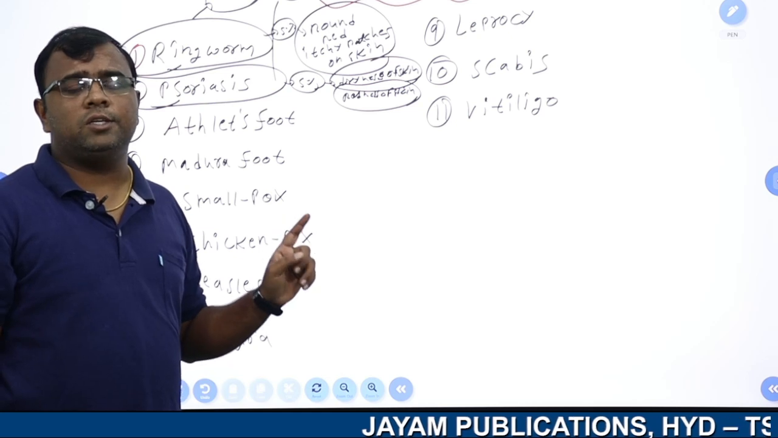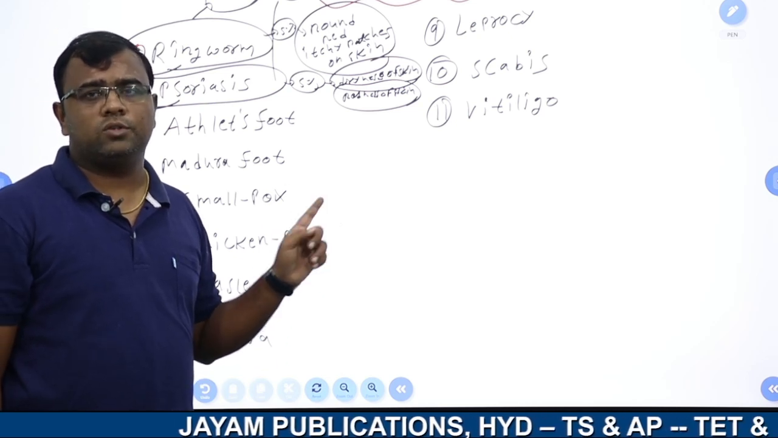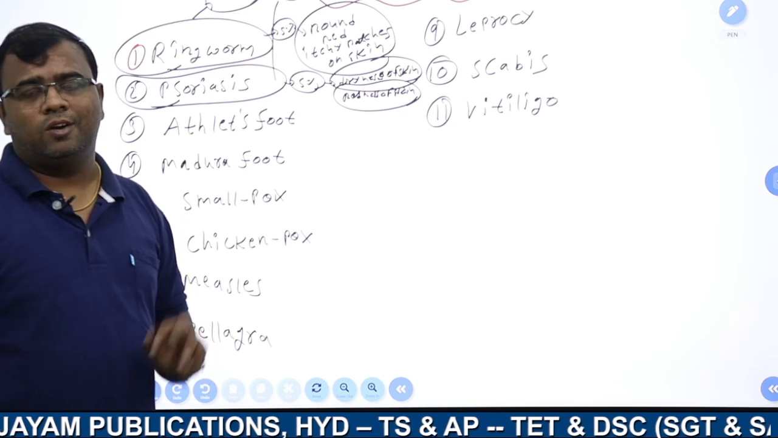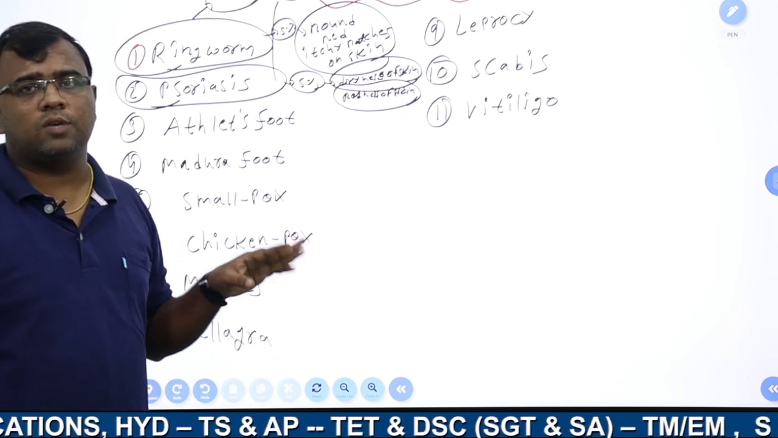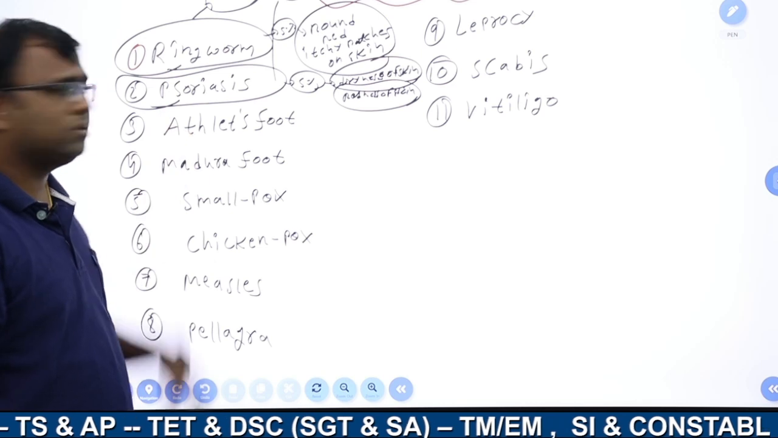Round, red, itchy patches formed on the skin, that is ringworm. Dryness of skin and redness of skin, that is psoriasis.